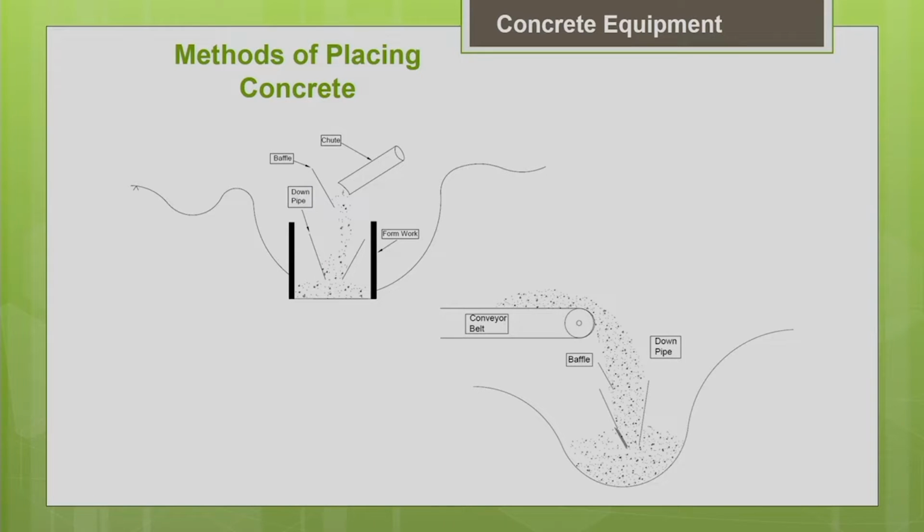In that case, what will happen? Your concrete will strike against the formwork and that will result in segregation of your concrete. So, there should be some guided flow of concrete. Okay. So, for that what are you supposed to do?